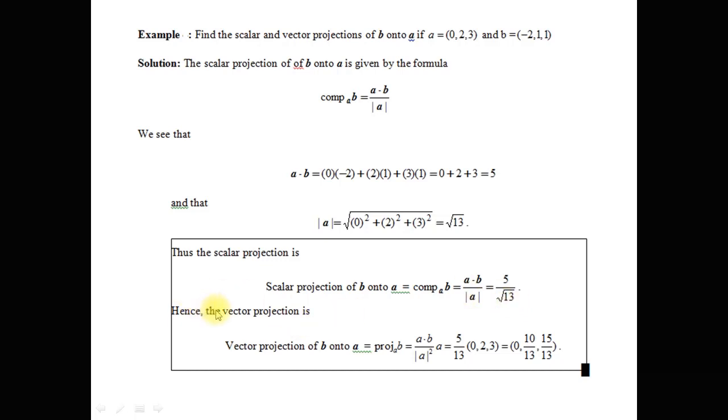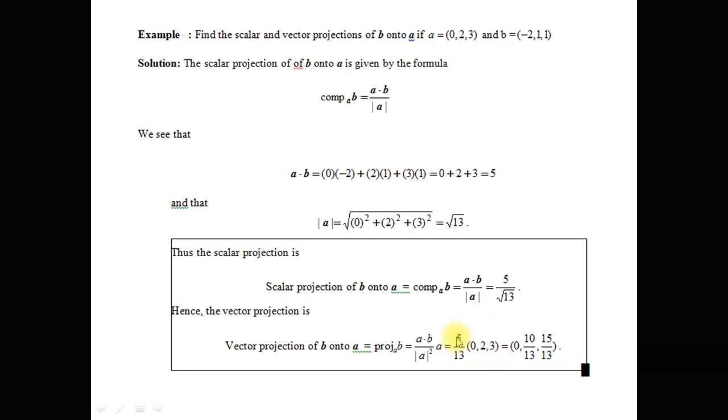Now the vector projection of B onto A is equal to A dot B divided by A magnitude square into A. The value of A dot B is 5 and the magnitude of vector A is root 13, but in this formula we have the magnitude square, the square of the magnitude of vector A, which is 13, into vector A, 0, 2, 3.